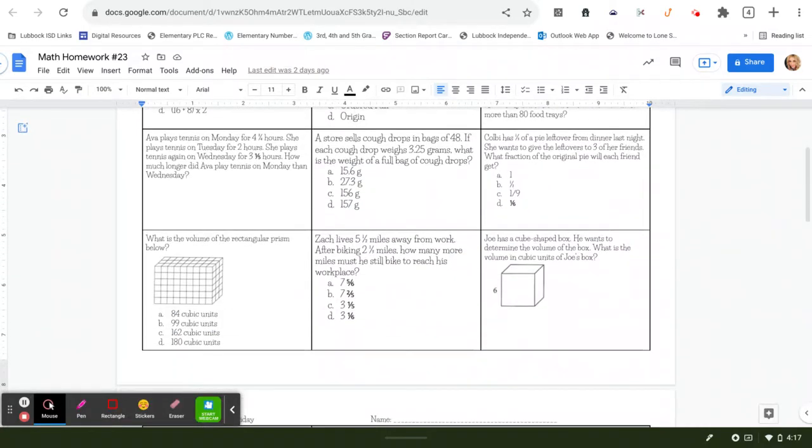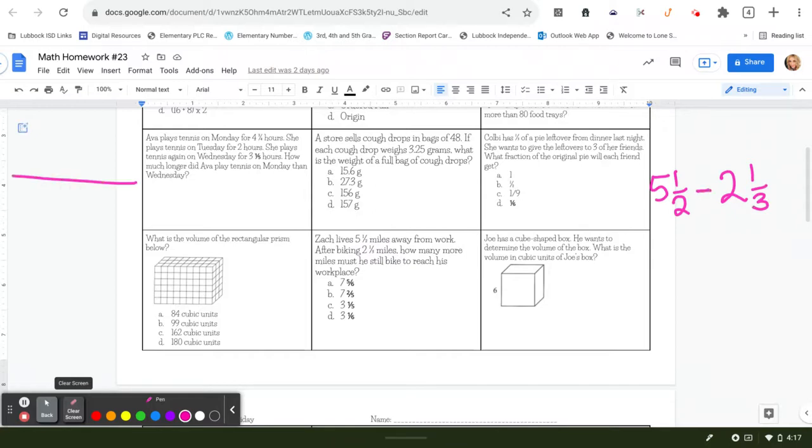Okay, Zach lives 5.5 miles away from work. After biking 2 1/3 miles, how many more miles must he still bike to reach his workplace? Okay, so he has to go a total of 5.5 miles. He's already gone 2 1/3 miles. They want to know how much is left to go. What is the difference?